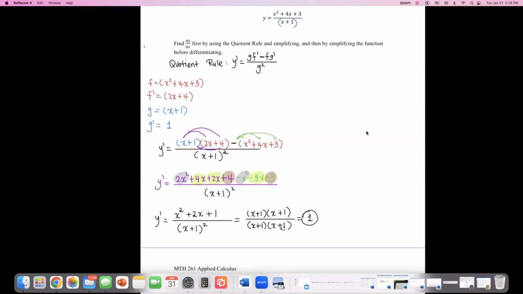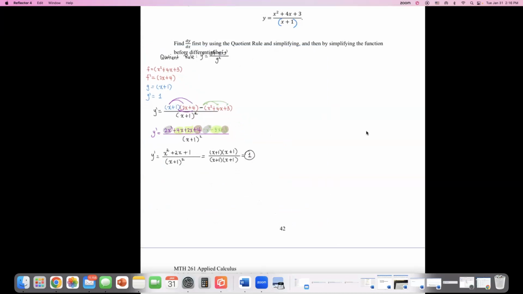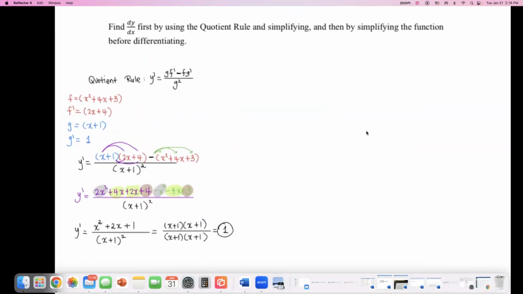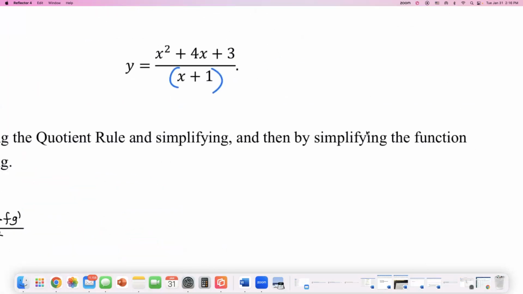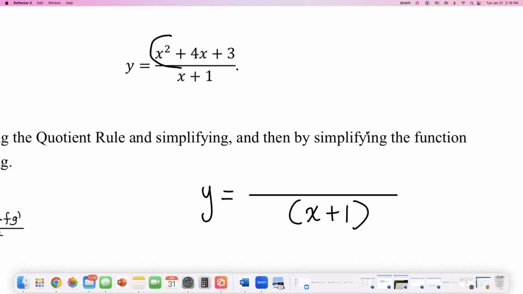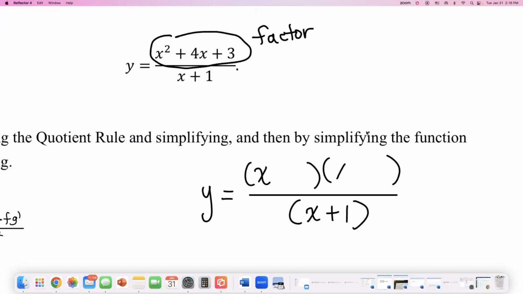You know what? I'm going to try to do it the other way around. I'm going to make this a little bit smaller. They said, how about you simplify the function first and then differentiate it? So let's see. Can I simplify this y first? The bottom of the fraction is x plus 1. Well, let's see if we can factor this. Let's try to factor the top first. 3 times 1 equals 3, and if you add them together, that's 4, right? So that's how we can factor this.